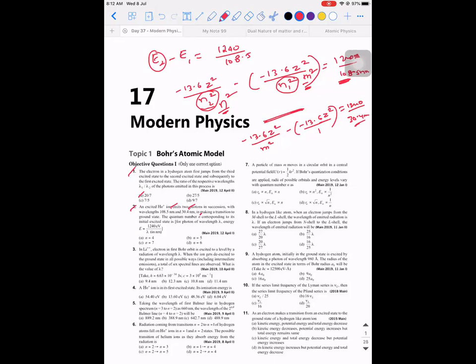See, by the way, this also can be remembered like a formula. Have this in your mind. Energy in terms of wavelength is given as 1240 electron volt divided by the value of lambda in terms of nanometer.